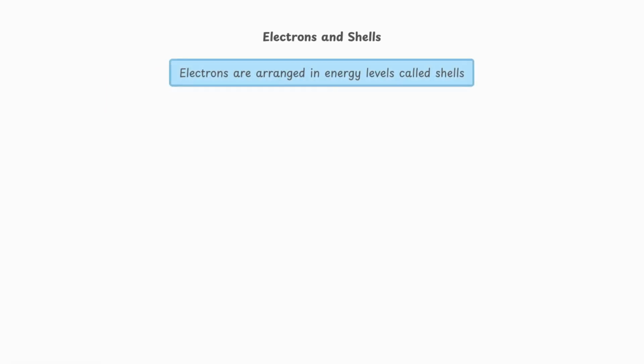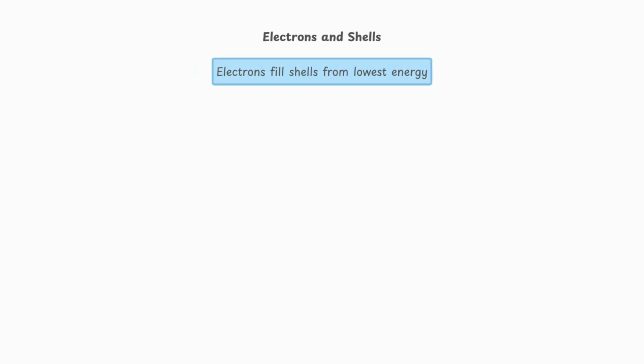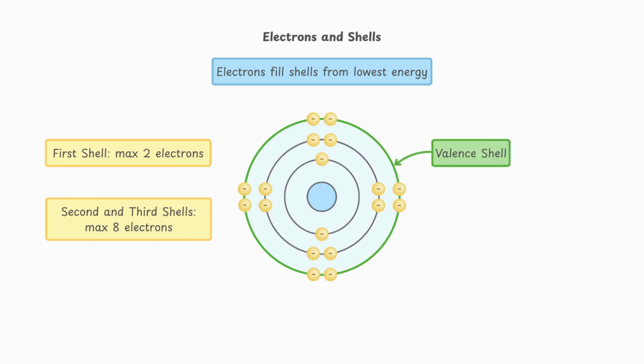Electrons are arranged in energy levels called shells, which surround the nucleus. The closer a shell is to the nucleus, the lower its energy. Electrons always fill the lowest energy shell first. The first shell can hold a maximum of 2 electrons. The second and third shells can each hold up to 8 electrons. The outermost shell is called the valence shell. Atoms are most stable when this shell is completely full.